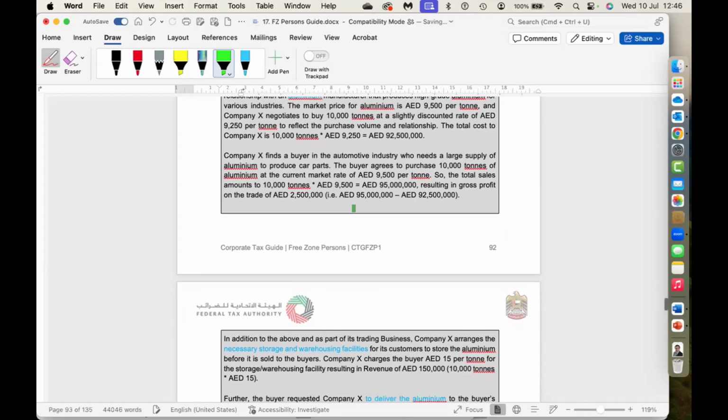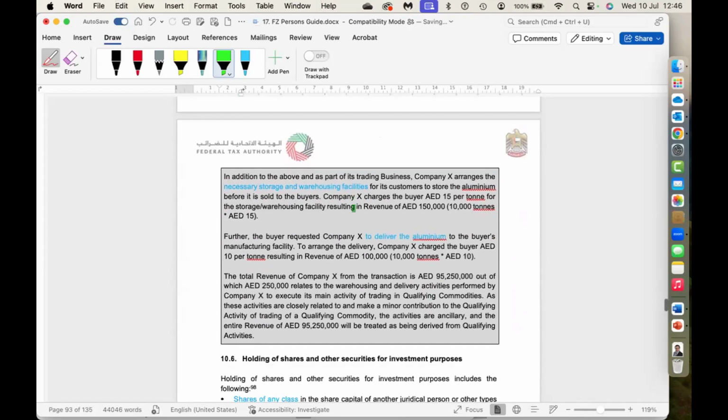We should not be worried about the buying price. We should be worried about the sale, because we need to look at the sale. Whatever the purchase, it will be allowed for sure and considered deductible for tax purposes. In addition to the above, as part of a trading business, company X arranges the necessary storage and warehousing facilities. Storage and warehousing, as we have discussed: if it is an ancillary business, it will be considered a qualifying activity. On a non-ancillary standalone basis, it will be taxable.